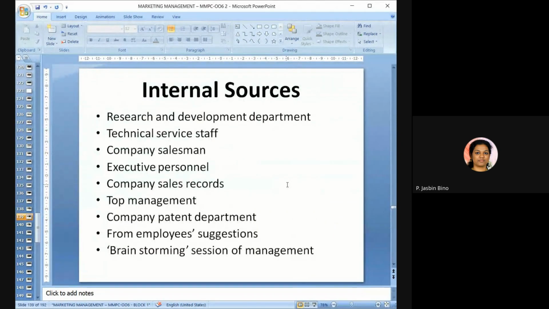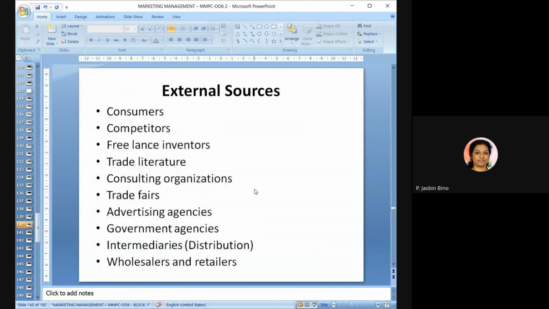Internal sources include the research and development department of the company, technical service staff of the company, salesmen, executive personnel, company sales records, top management, company patent department, employee suggestions, and brainstorming sessions of management. All these act as internal sources from which new ideas can be generated. Then external sources include consumers, competitors, freelance inventors, trade literature, consulting organizations, trade fairs, advertising agencies, government agencies, and intermediaries like distributors, wholesalers, and retailers. These all act as external sources of new idea generation.